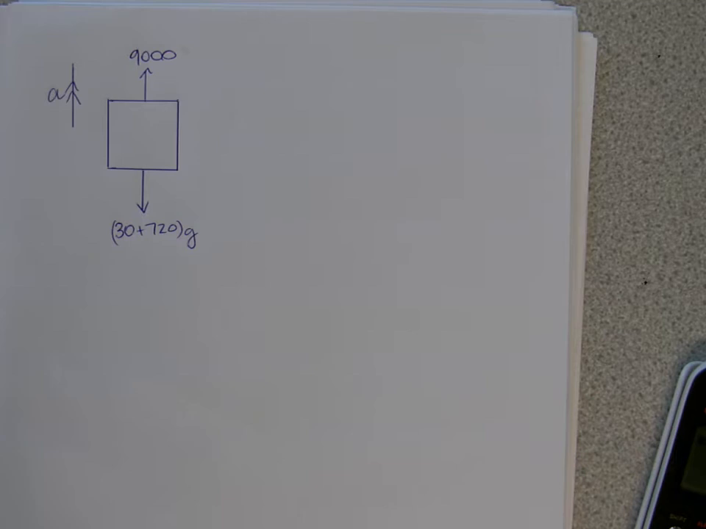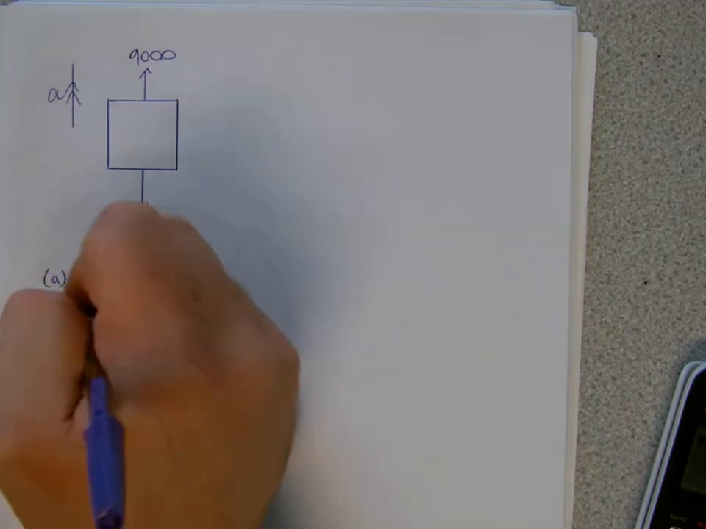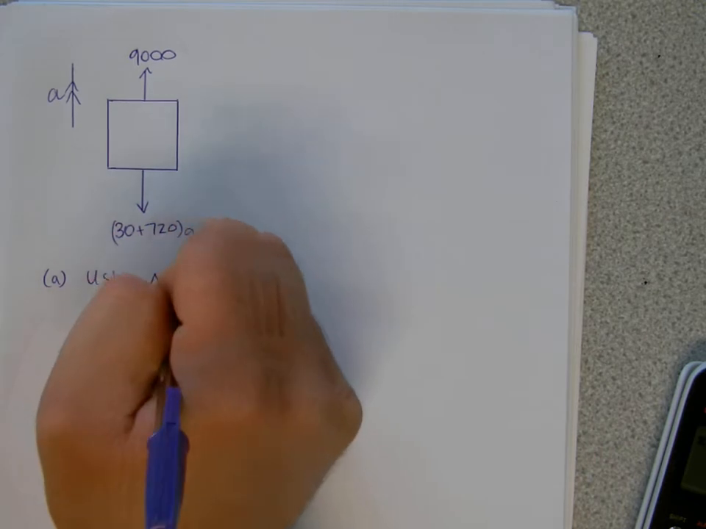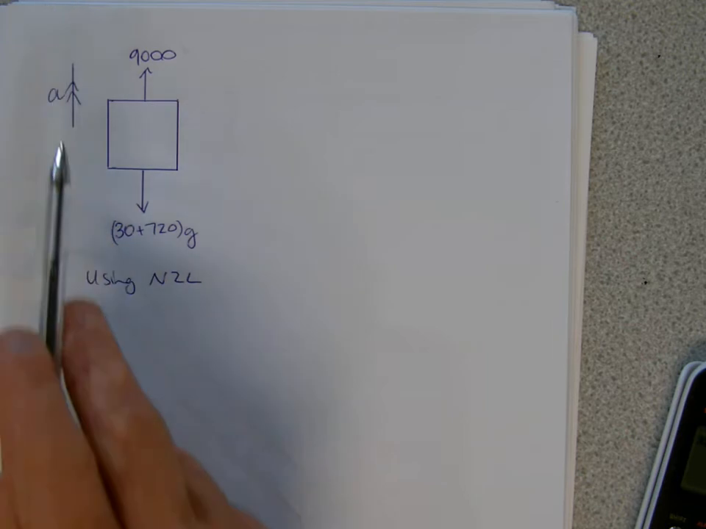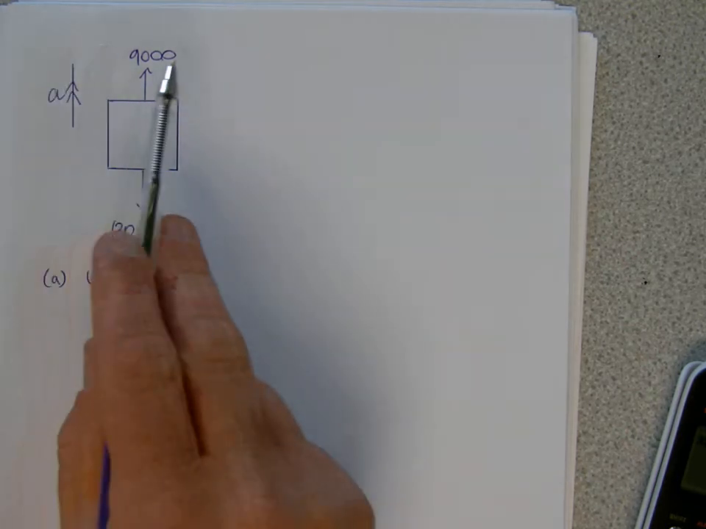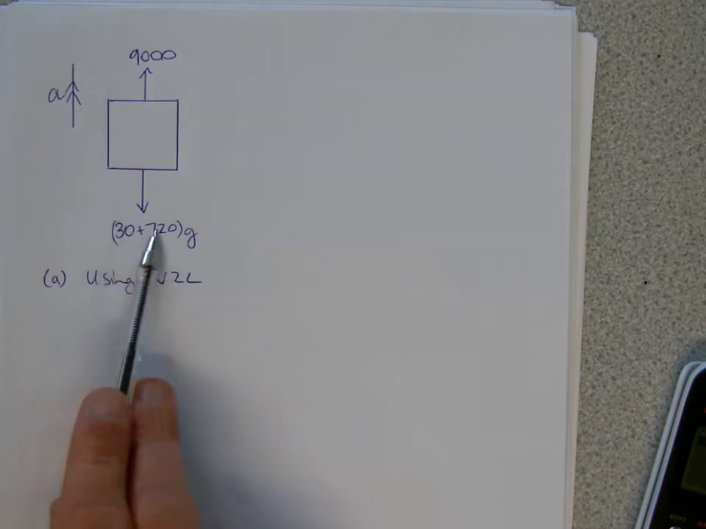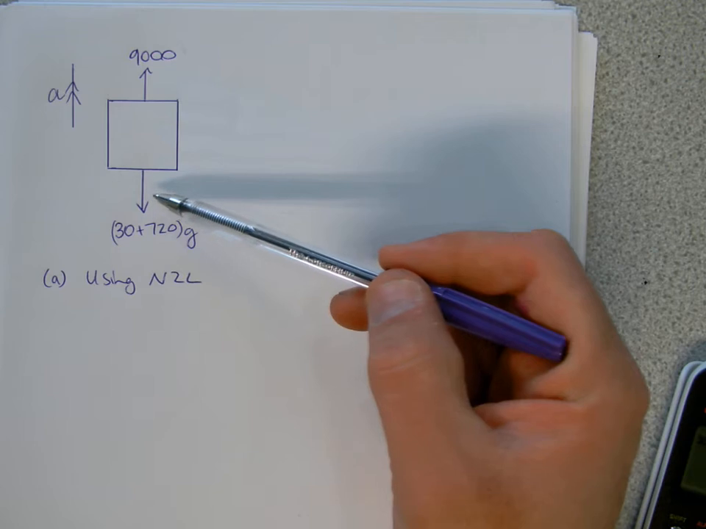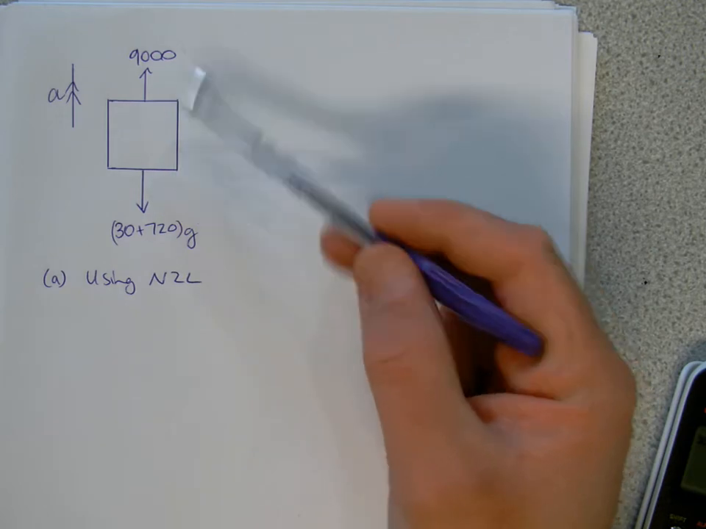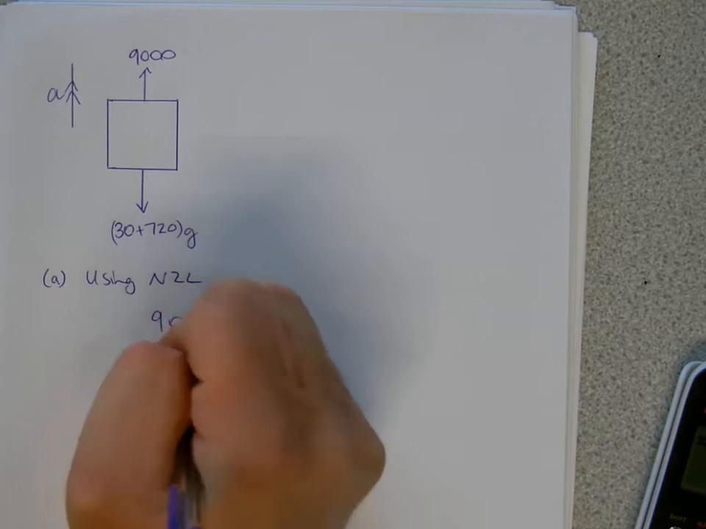It says then calculate the value of a. So basically we want to find acceleration, so we can say using Newton's second law, resultant force. Now, because we're accelerating upwards, the lift is going upwards, the 9,000 newtons is going to be greater than the weight. The tension in the cable has got to be greater than the combined weight in order for it to move upwards. So there's got to be a greater tension there.